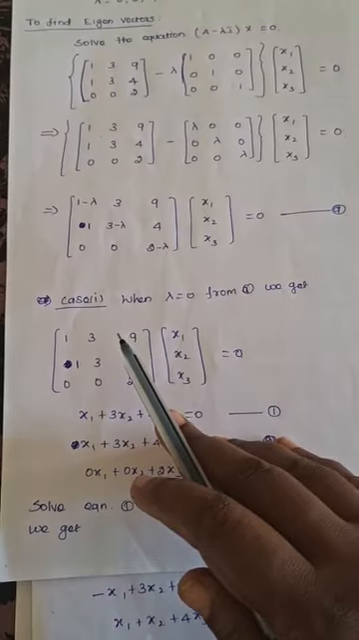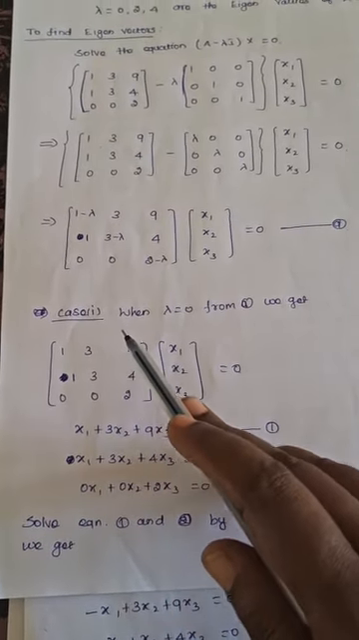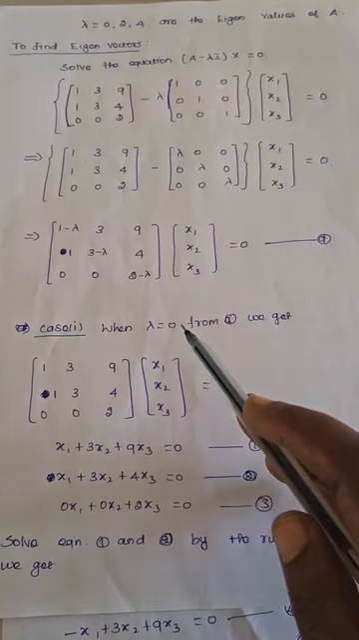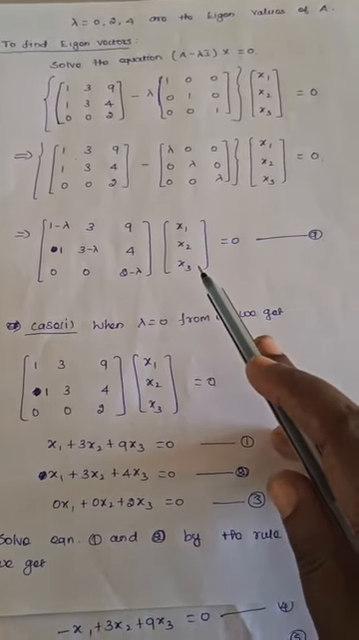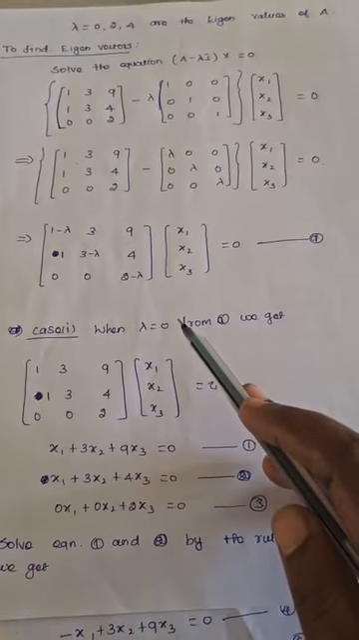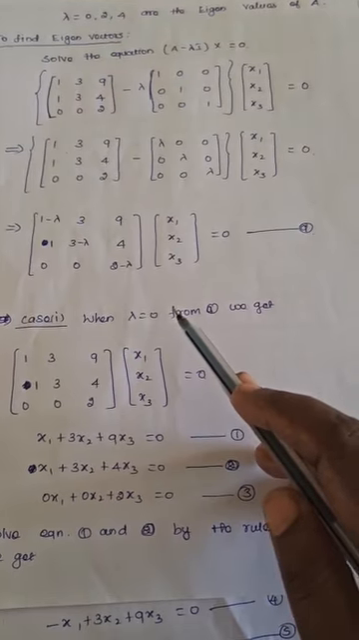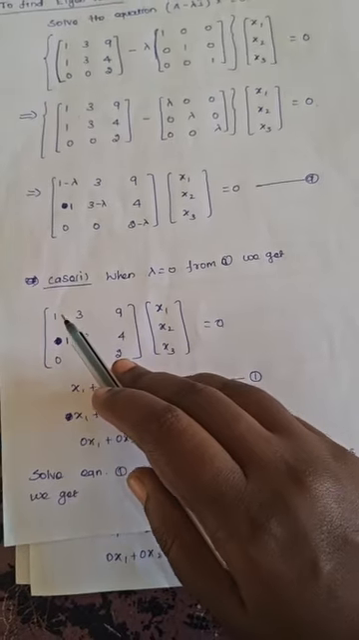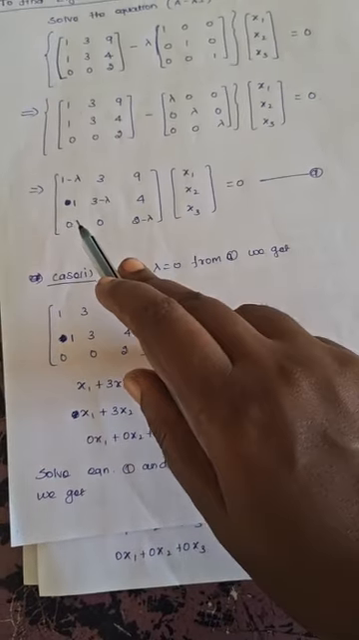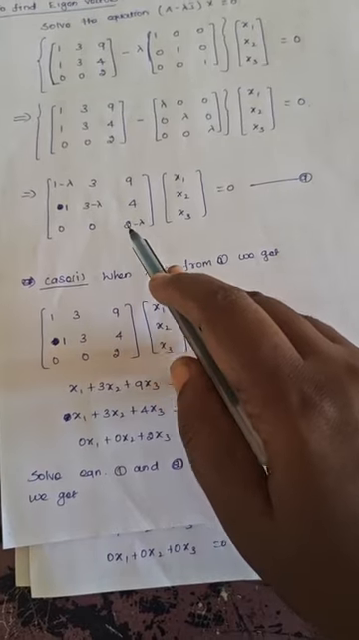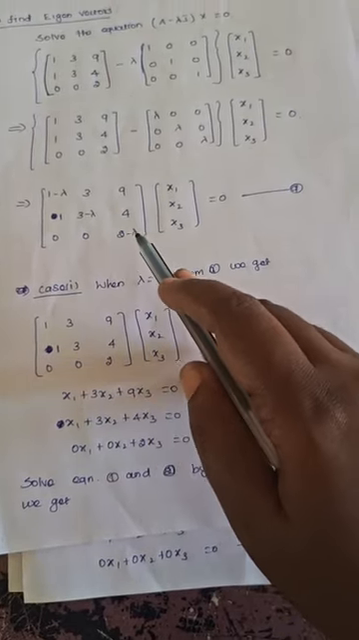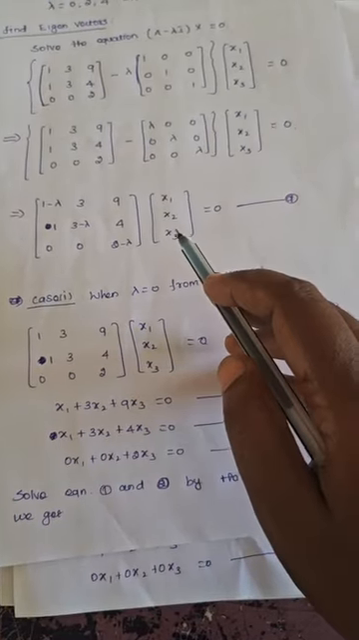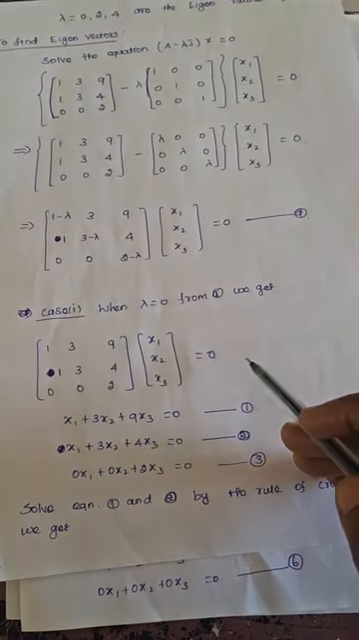Next, first find the eigenvector. Case 1: first we apply lambda equal to 0 in equation A. Then the matrix is [1, 3, 9; 1, 3, 4; 0, 0, 0 minus lambda...] with lambda value 0, multiplied by x1, x2, x3, equal to 0.